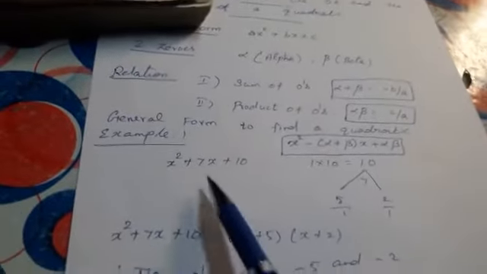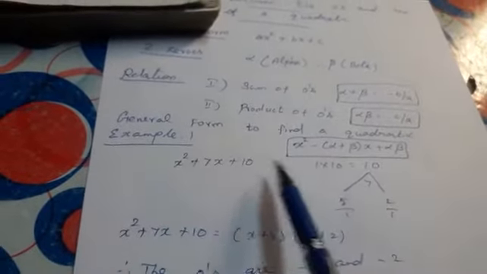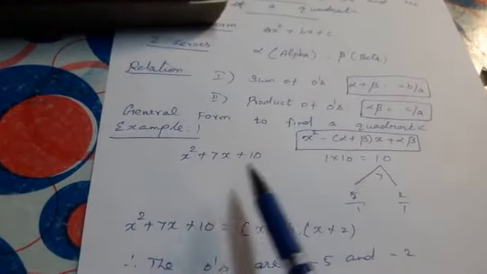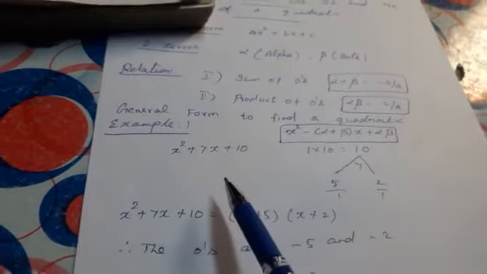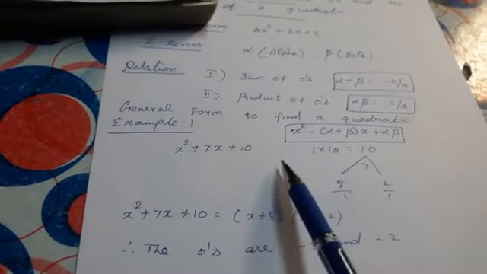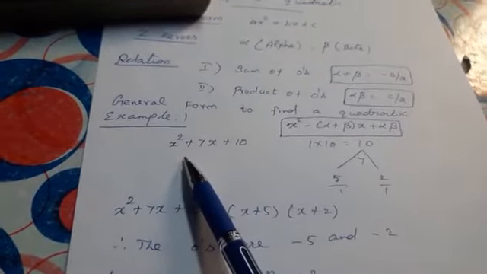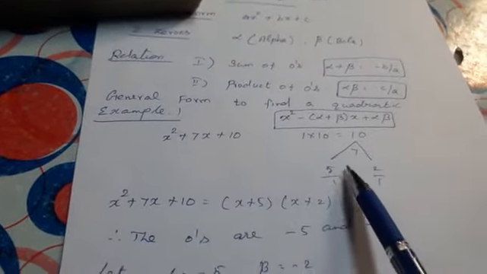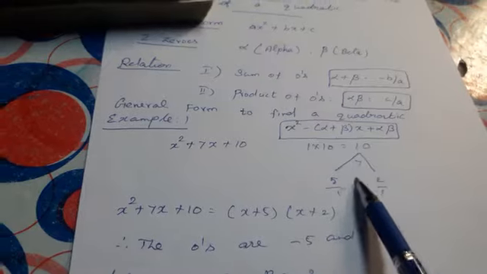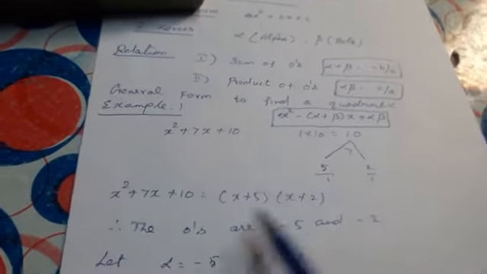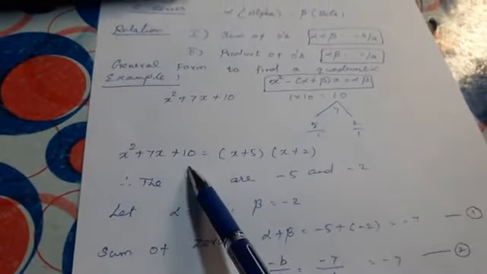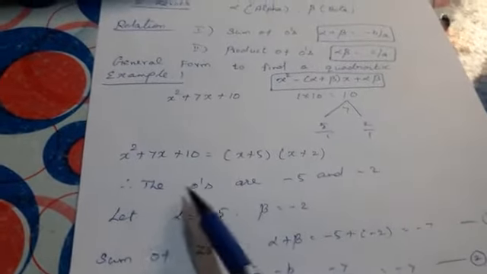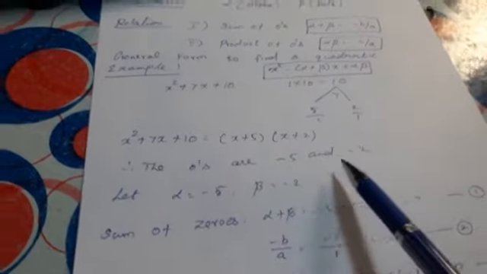Now let us see some examples. Example 1. They gave the question, you can refer to your book. They gave a quadratic polynomial. They ask us to find the two zeros, and they ask us to check the relationship also. So first let us take the polynomial x square plus 7x plus 10. The sum is 7 and the product is 10. So the two numbers are 5 and 2. So x square plus 7x plus 10 can be written as x plus 5 into x plus 2. Therefore the zeros are minus 5 and minus 2.